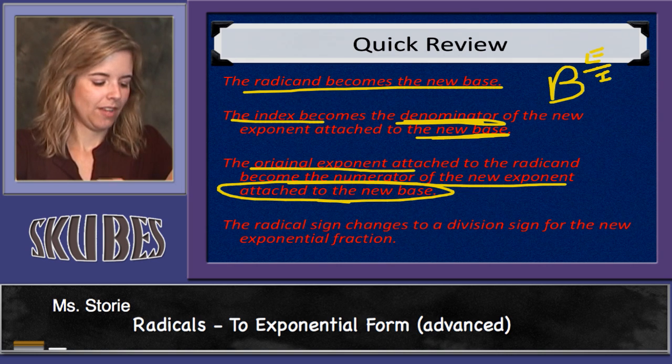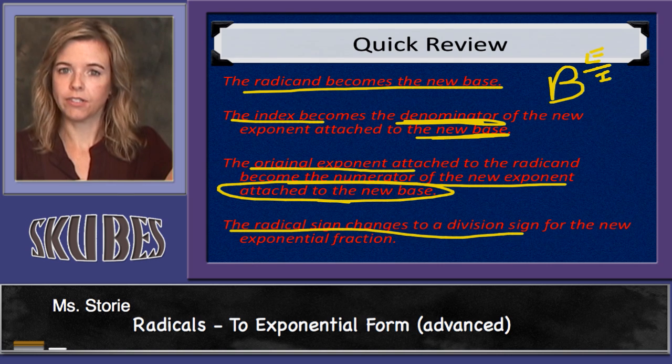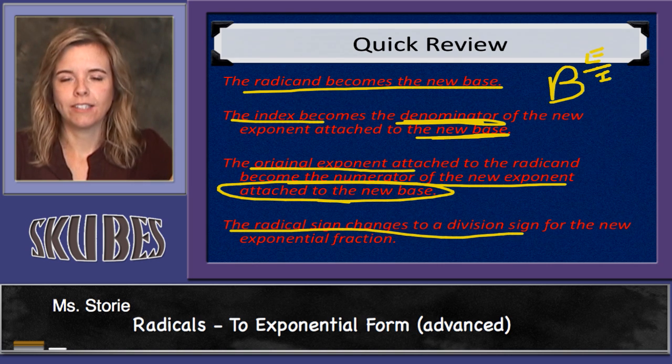So BEI. The radical sign changes to a division sign for the new exponential fraction, and the radical sign is gone. And that's it for our lesson on radicals to exponential form, a more advanced look.